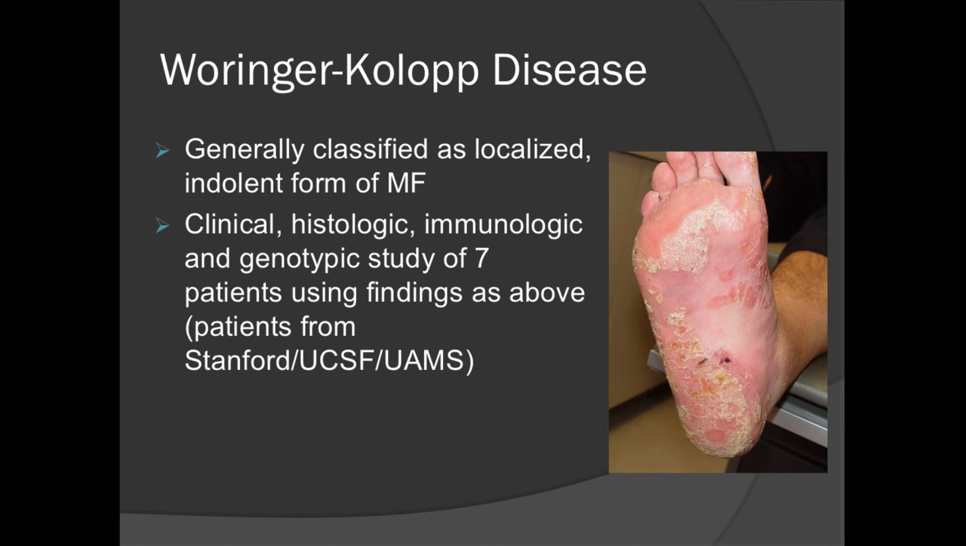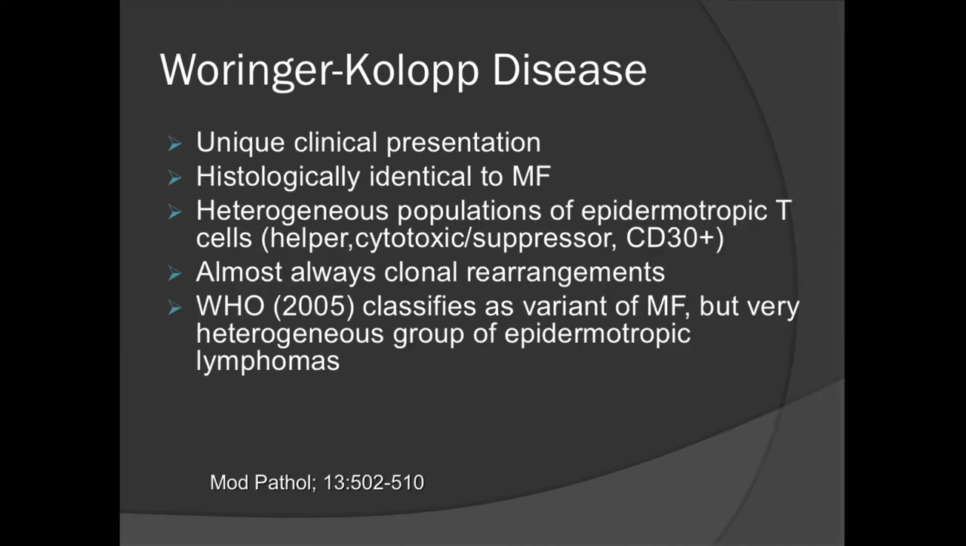Wurringer and Kolopp were two dermatologists from, I think, Germany, I don't know, 150 years ago or something, who got together and decided that there was a localized form of mycosis fungoides where it's super indolent, but it's really, really easy to diagnose on H&E because there's tons and tons of epidermotropism and lots of Pautrier's microabscesses. But it's MF, clearly. So we thought we'd look at 7 patients with this that had histology that was identical to MF.